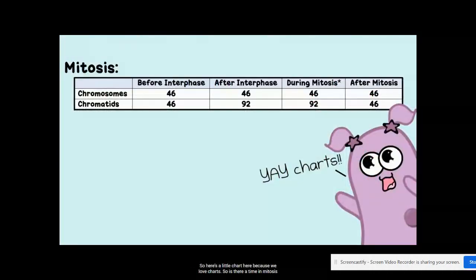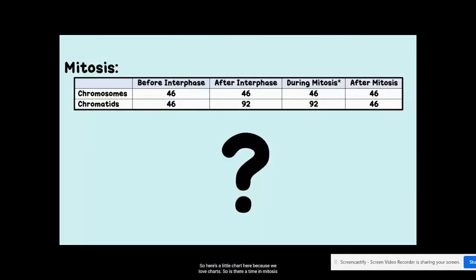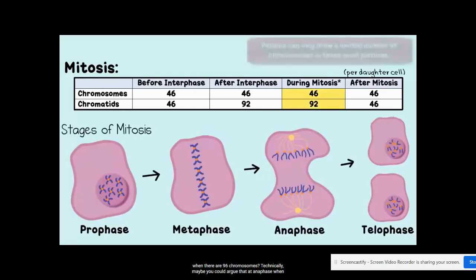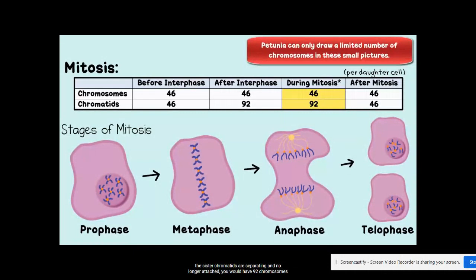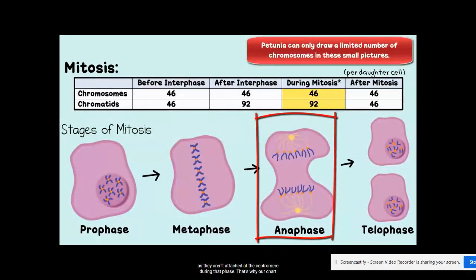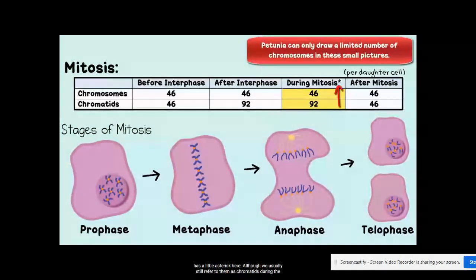Here's a little chart here because I love charts. So is there a time in mitosis when there are 92 chromosomes? Well, technically, you could argue that it's anaphase when the sister chromatids are separating and they're no longer attached. You can see in this picture there could be 92 chromosomes because they're not attached during that one phase. And that's why our chart has a little asterisk here, although we still usually refer to them as chromatids during this process of cell division.